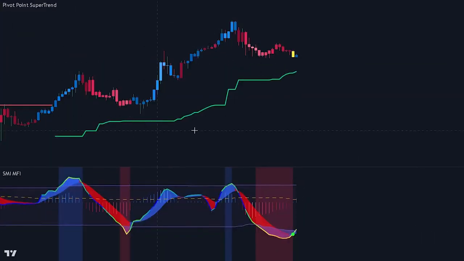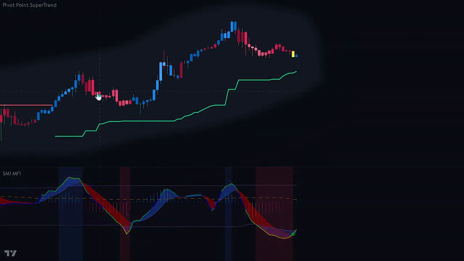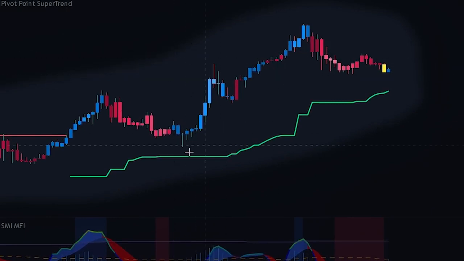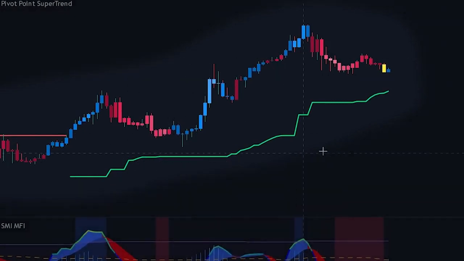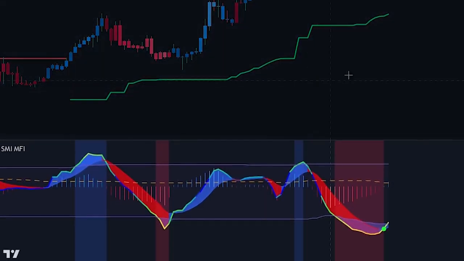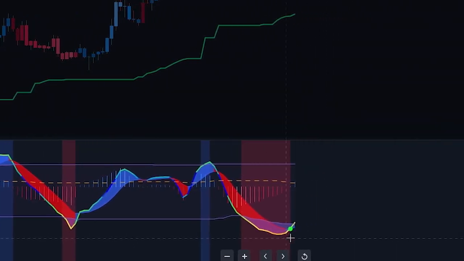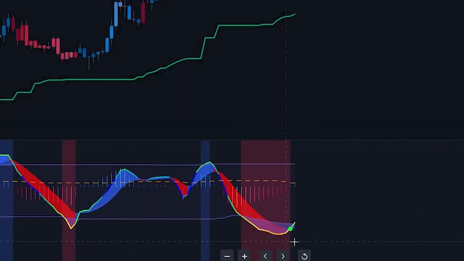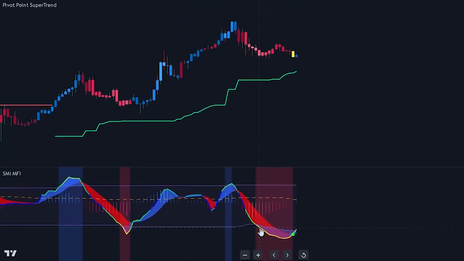Here we can see that the price is in an uptrend. We know this because of the price making higher highs. Along with this, the Pivot Point Supertrend is also indicating that the trend is bullish. If we take a look at the SMI MFI indicator, we can see that the SMI MFI line has crossed above the signal line while being below the lower dynamic zone line. This caused for a green dot to be printed, indicating that it's a good idea to enter into a buy position. Despite this, we won't yet enter into the position.